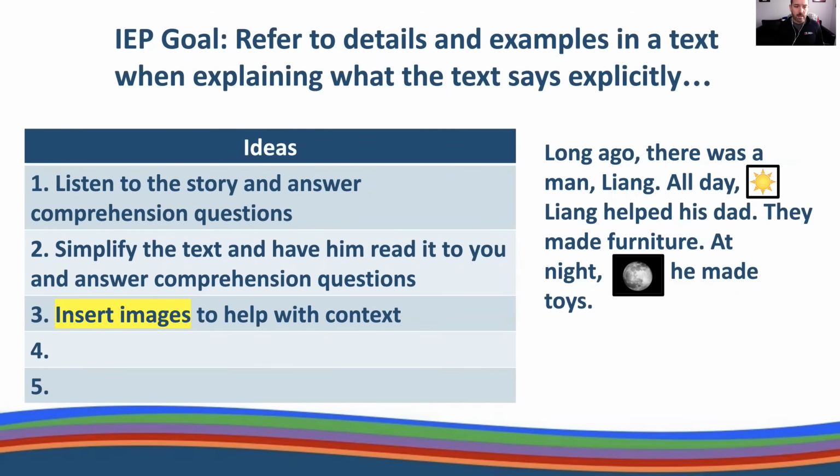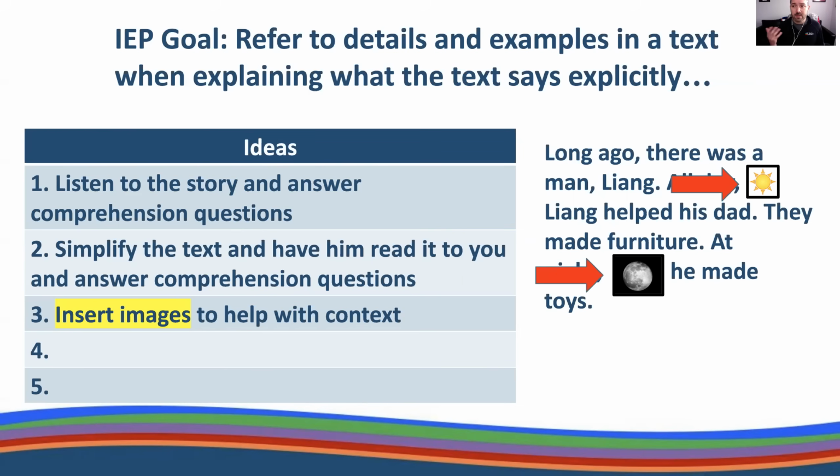So a third idea is to insert images to help with context. So long ago, there was a man, Liang. All day, Liang helped his dad. They made furniture at night. He made toys. And there's a lot of great tech. And so you can research some of these texts. Read and Write Gold is one of them.